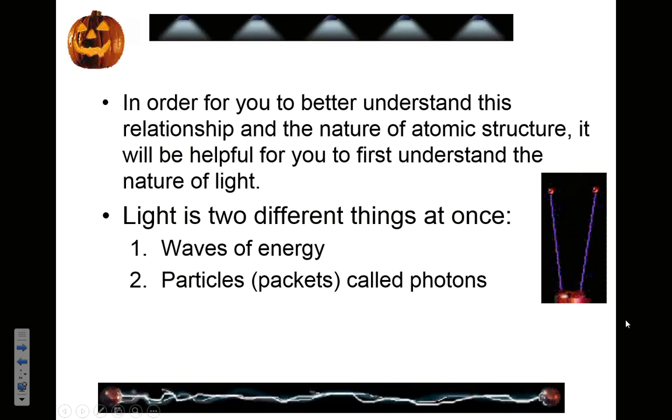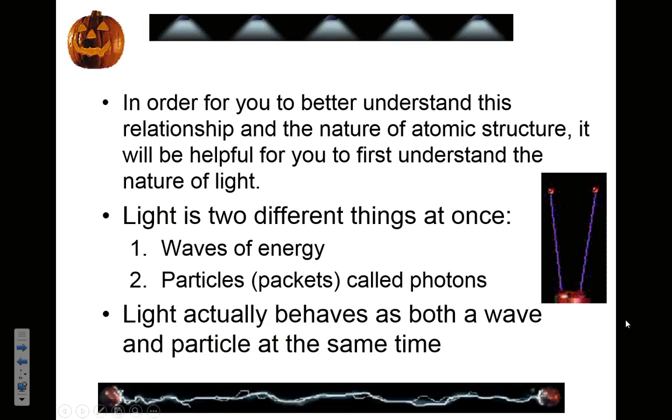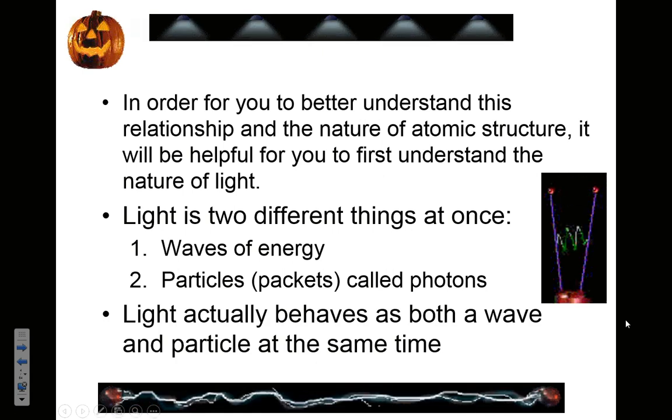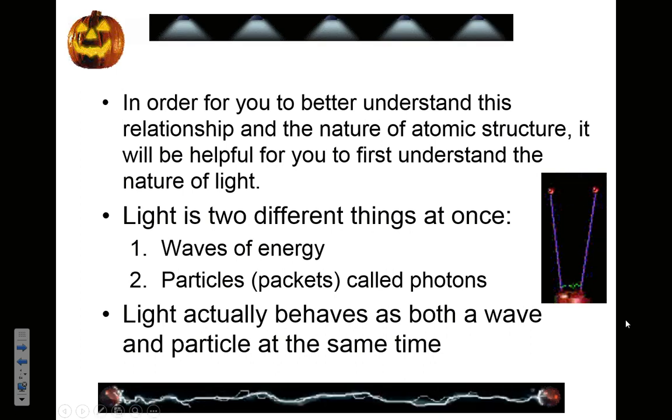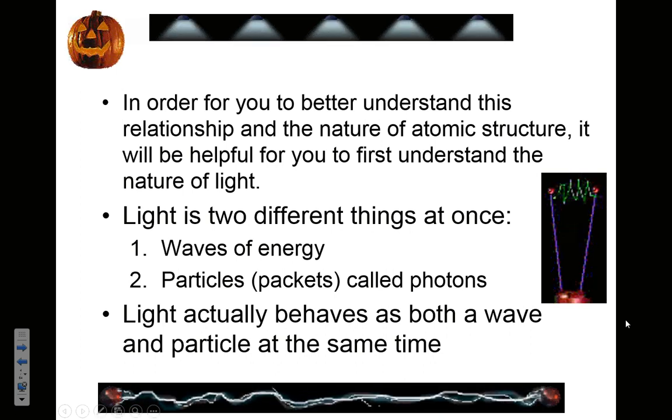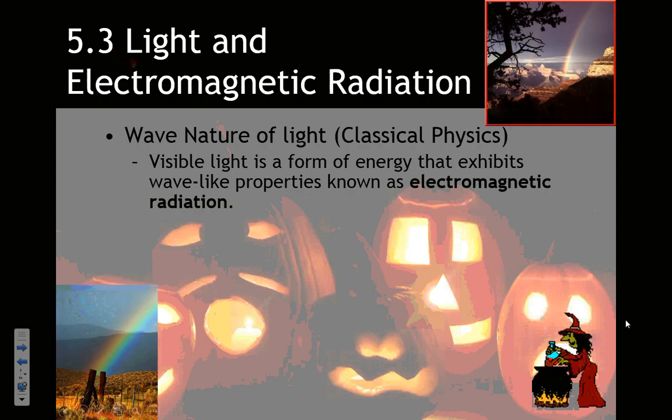But what scientists found out was not only does light behave like it's a wave, but in some situations, it actually behaves like it's a bundle or particle of light, which we call a photon. So light actually behaves as both a wave and a particle at the same time. And this was a huge change in science. And that really opened up our eyes to maybe think about and understand the electron in better ways. So to understand the electron, we're first going to get a better understanding of light.